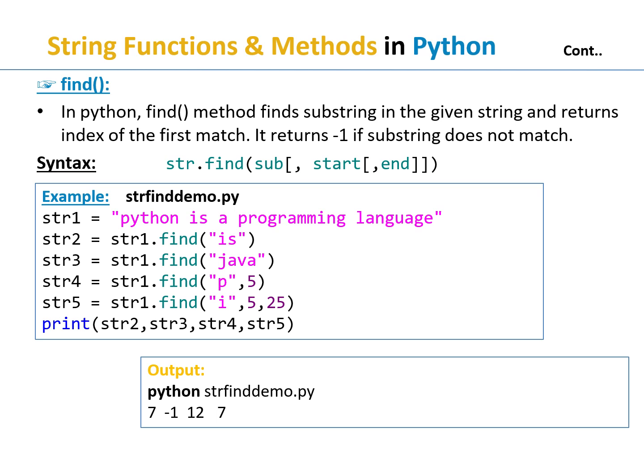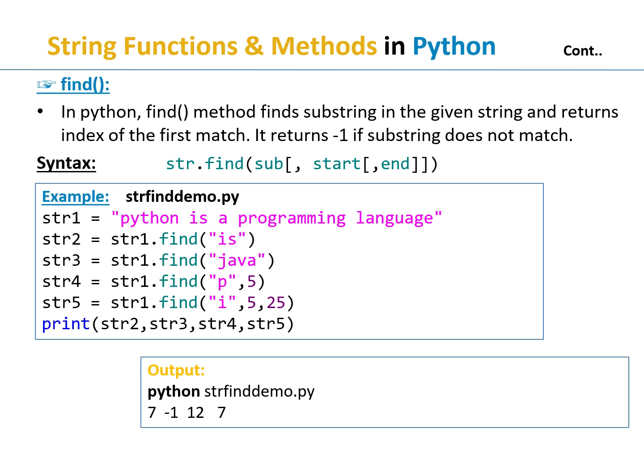First, str1 equal to "Python is a programming language", and then str2 equal to str1.find("is"). It looks for "is" in the whole string, "Python is a programming language". Here it starts at index 7, so the output is 7. Then str3 equal to str1.find("Java"). It looks for Java, which is not there, so the output is -1.